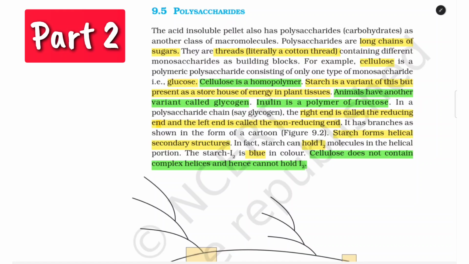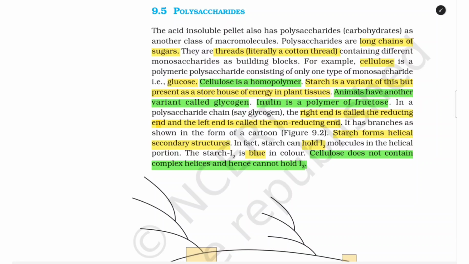9.5 Polysaccharides. The acid-insoluble pellet also has polysaccharides, carbohydrates, as another class of macromolecules. Polysaccharides are long chains of sugars. They are threads, literally like a cotton thread, containing different monosaccharides as building blocks. For example, cellulose is a polymeric polysaccharide consisting of only one type of monosaccharide, that is glucose. Cellulose is a homopolymer. Starch is a variant of this but present as a storehouse of energy in plant tissues.